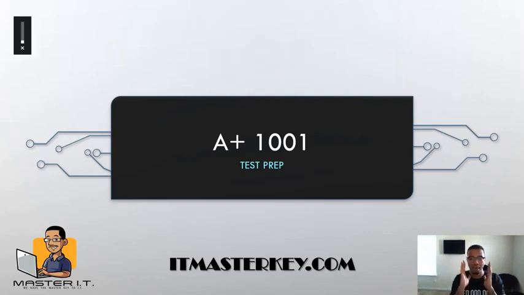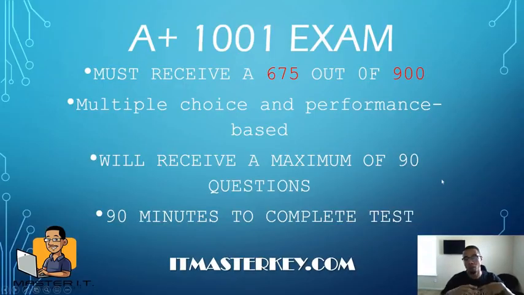All right, so we're going to talk about the A+ 1001 exam. To pass the exam, you need 675 out of 900. Every CompTIA test is going to be out of 900, except CASP+, which is way down the line for you guys. Multiple choice and performance-based questions is what you're going to see on the exam.